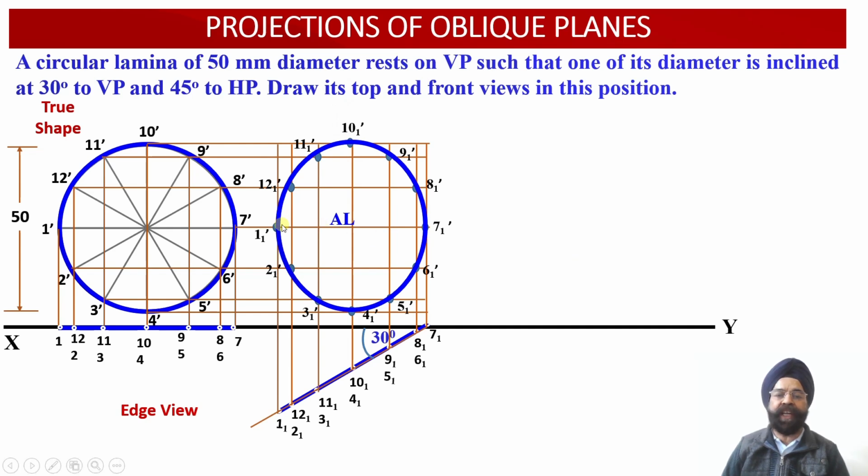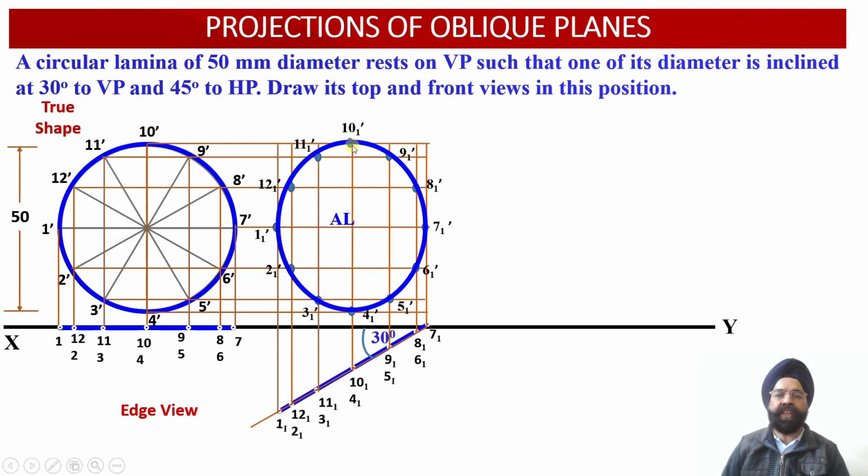Now in this apparent shape ellipse front view projection, two things we have to notice. First, this diameter 1 dash 7 dash appears as a foreshortened or apparent length projection of the diameter 1 7, because this diameter 1 7 happens to be inclined with respect to the vertical plane at an angle of 30 degree. Whereas the other diagonal, 4 dash 10 dash, is still a true length.